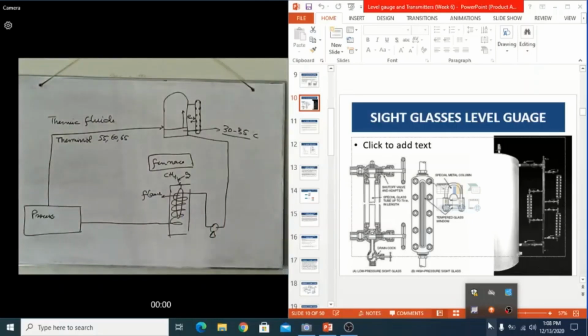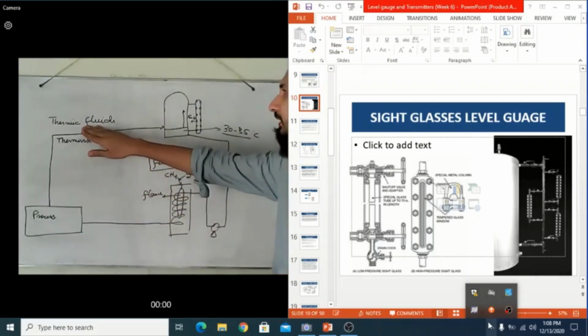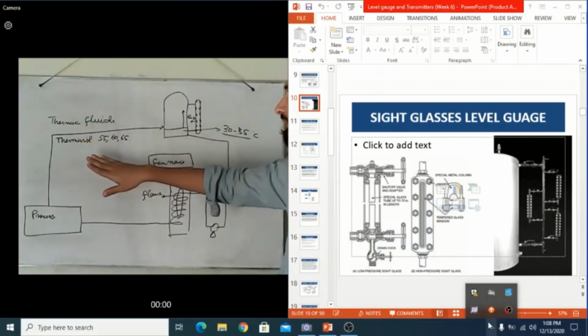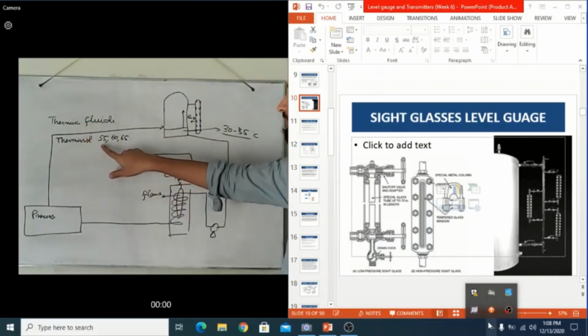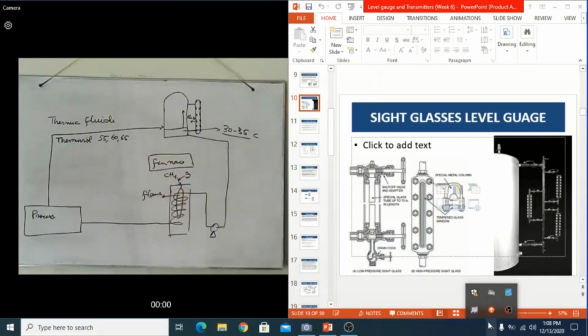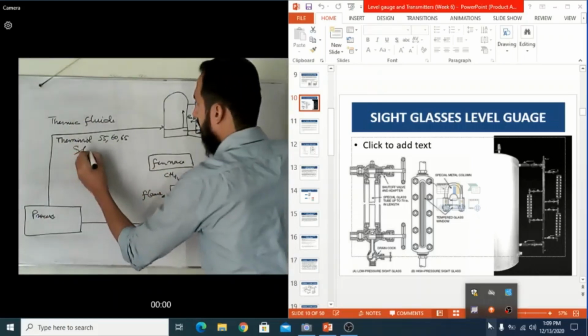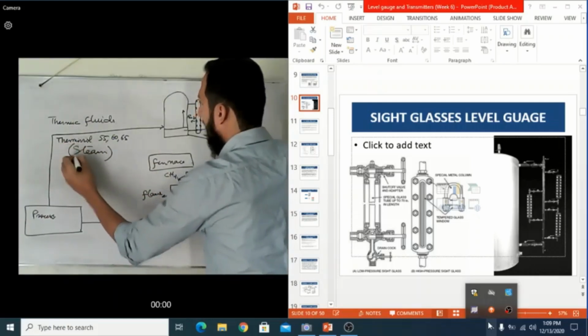This is a very simple example of a liquid which we need to run in a circuit. At the beginning, I'm talking about the thermic fluid. In most of the food industry, we normally use Therminol 55, 60, or 65 fluids in order to transport heat from one part to another part of your process. Steam is also used for this purpose, but for steam we have a very different scenario.